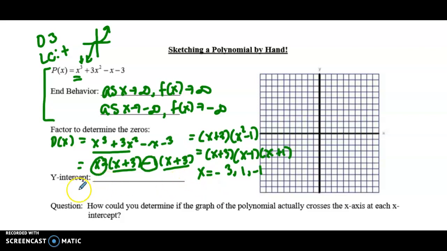All right, your y-intercept is going to be when you plug in x equal to 0. So up here, when you plug in x equal to 0, this becomes 0, 0, 0. That's all gone, and you just have negative 3. So it's at 0, comma, negative 3.